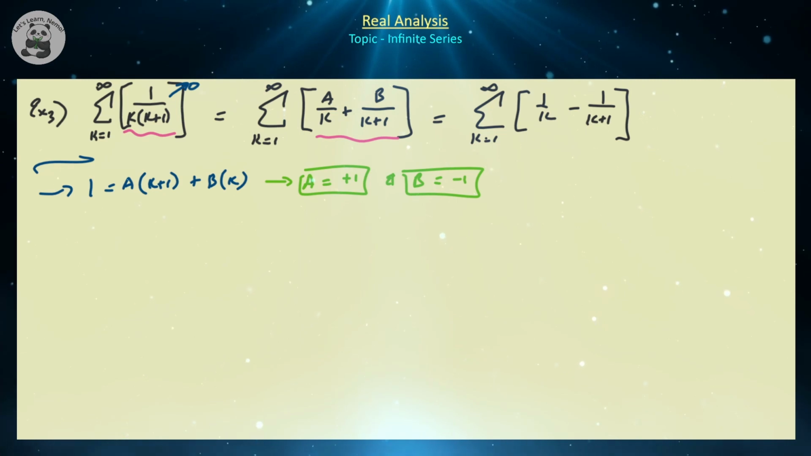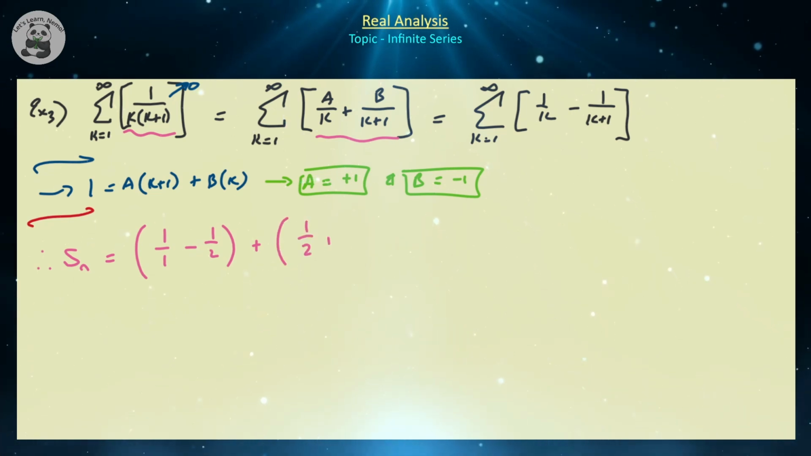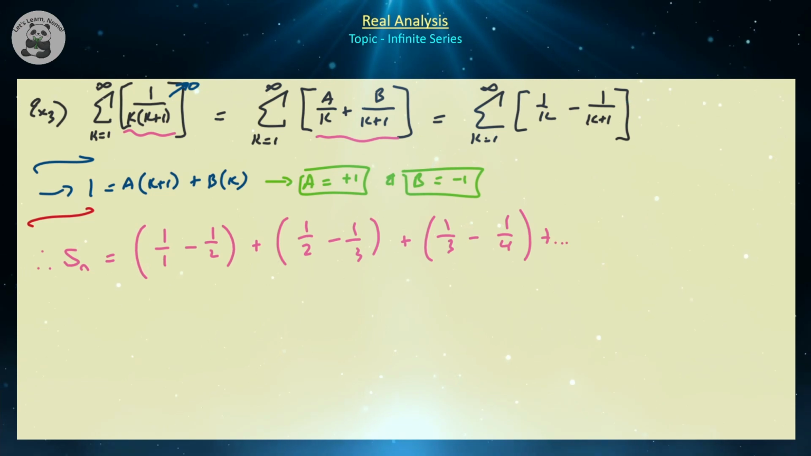Right? So if we look at the partial sum of this infinite series, what exactly are we going to have? So Sn is going to be equal to what? The first term is going to be 1 over 1 minus 1 over 2. And then the next term is going to be 1 over 2 minus 1 over 3. And then we're going to have 1 over 3 minus 1 over 4, plus all the way down to 1 over n minus 1 over n plus 1.